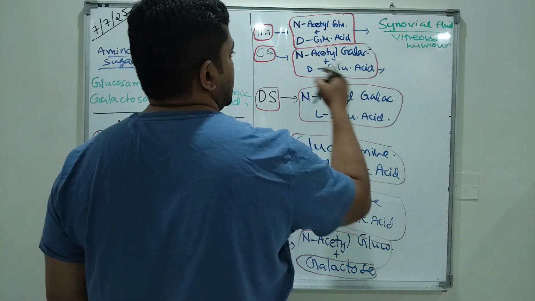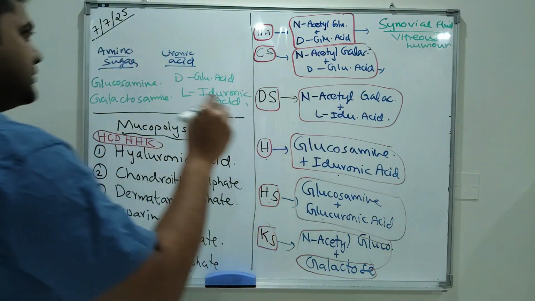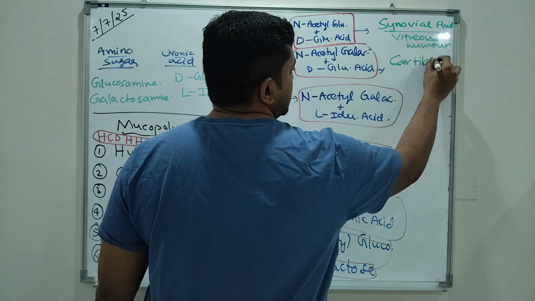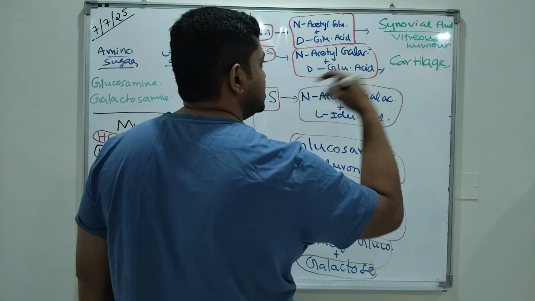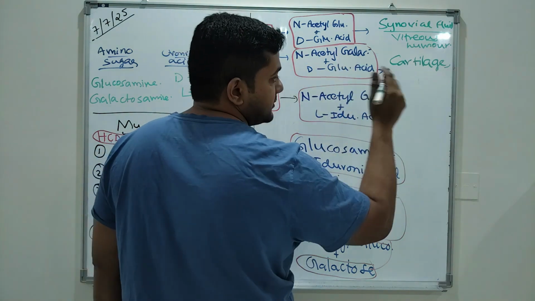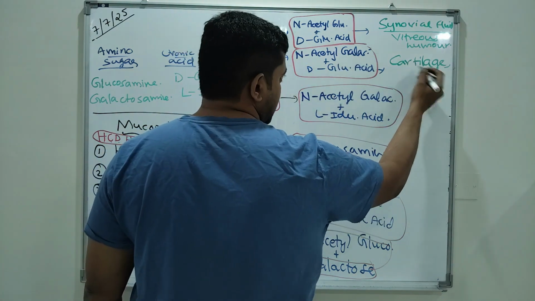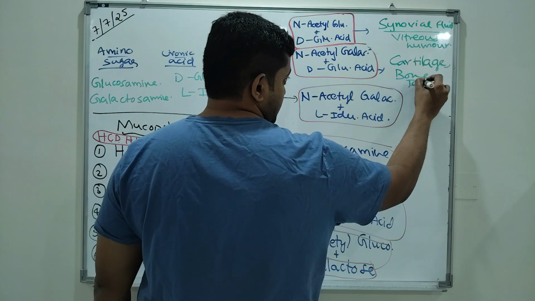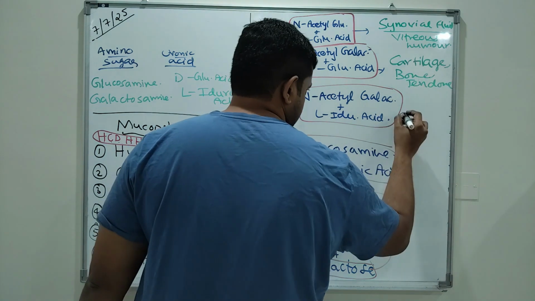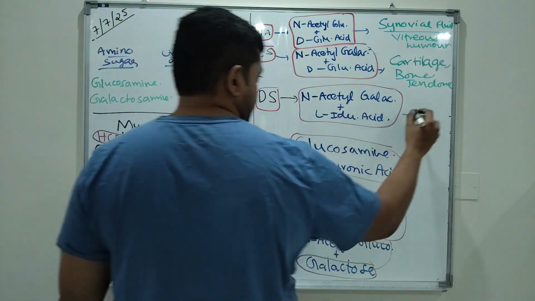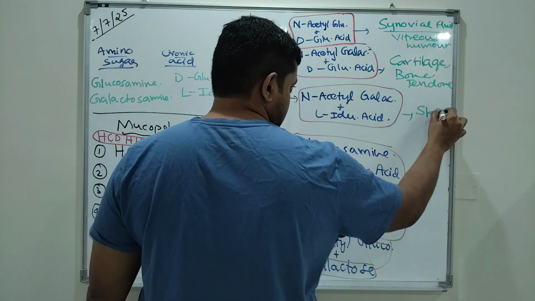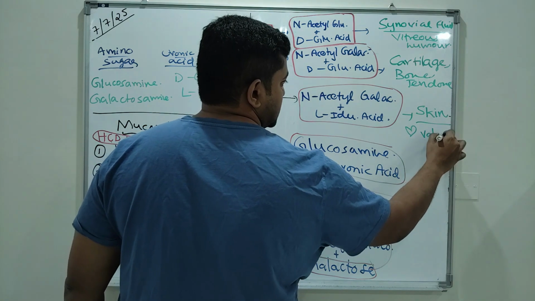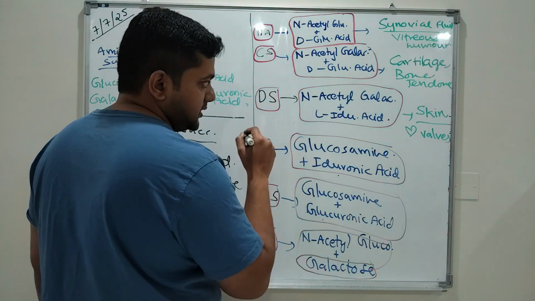Now chondroitin sulfate is usually found in cartilage, bone and tendon. Again, you might have learned this in the basics of osteology. Chondroitin will be a term that you are familiar with. Cartilage, bone and tendon, it is predominant. Now coming to dermatan sulfate, it is the main thing present in the skin and also heart valves.